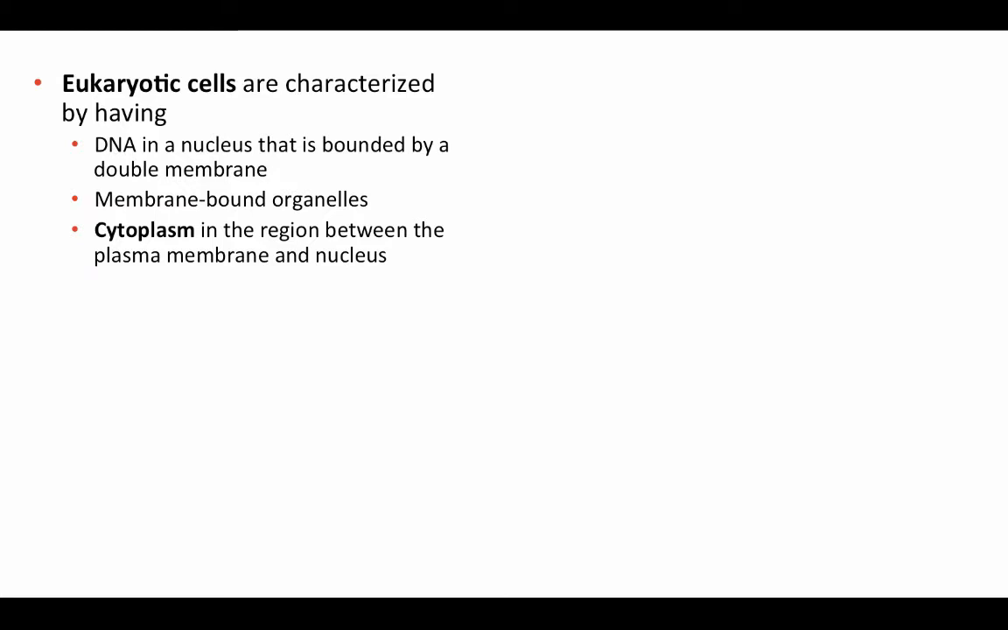So now let's think about eukaryotic cells. Eukaryotic cells are characterized by having DNA that is contained in a nucleus that's bounded by a double membrane. Eukaryotic cells also typically have membrane-bound organelles. In eukaryotes, we can say that having membrane-bound organelles is the rule rather than the exception. In prokaryotes, it's the exception rather than the rule. It happens occasionally. And then they have a cytoplasm, which is defined as the region between the plasma membrane on the outside and the nucleus. So everything that's within the cell but outside the nucleus is considered the cytoplasm.